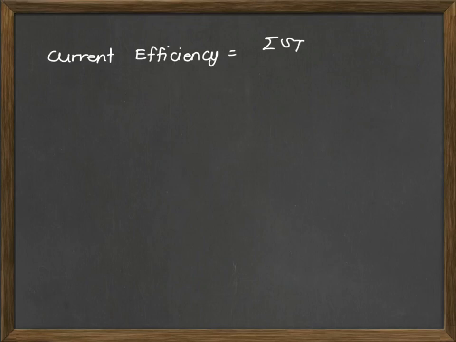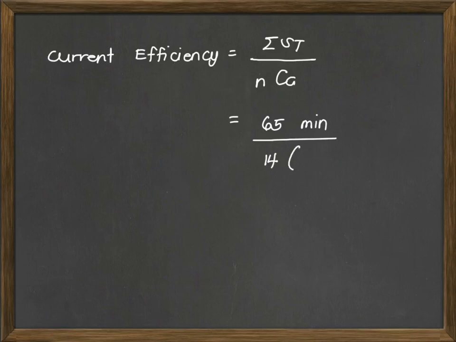again, that's the sum of your standard time divided by the current number of stations, and then we multiply by the allowable cycle time, and that is 65 minutes divided by 14 times yung 9 minutes na pinakamatagal gawin, and then we multiply that by 100 to get the efficiency in percent form. So that will give us 51.59% for our current efficiency.